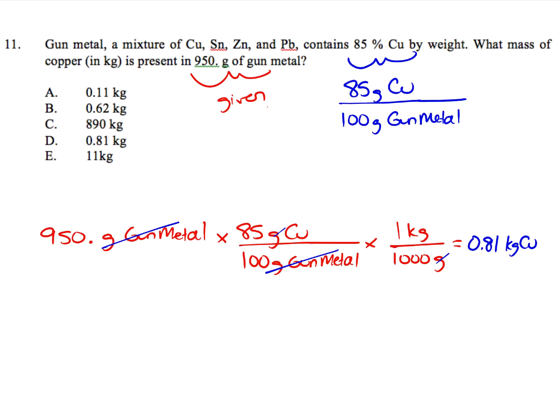So you should get 0.81 kilograms of copper, and the 85 is two significant figures, so we should have 2 in the answer. So we'll pick D. Okay, other questions? Yes? Number 3.